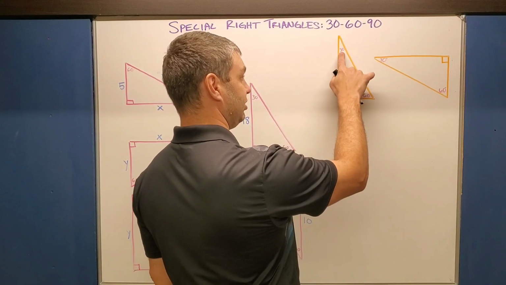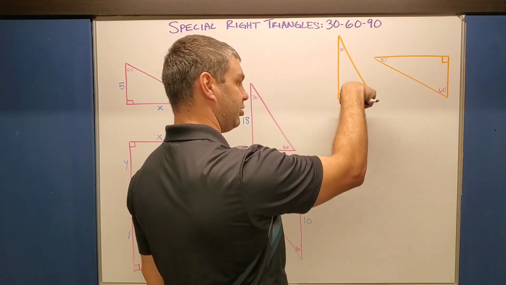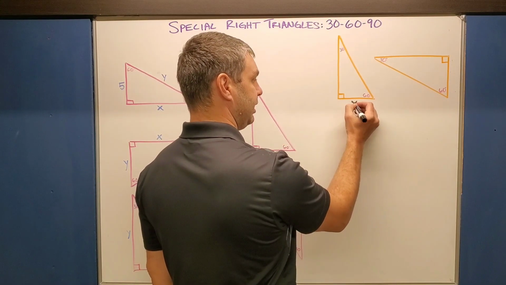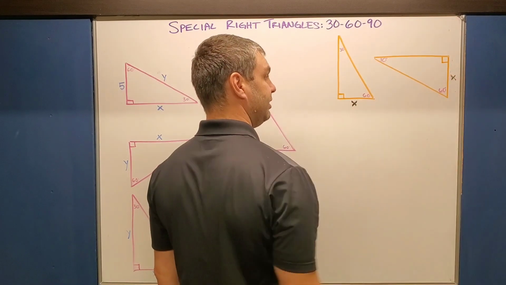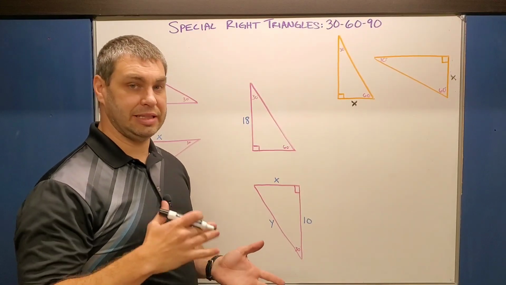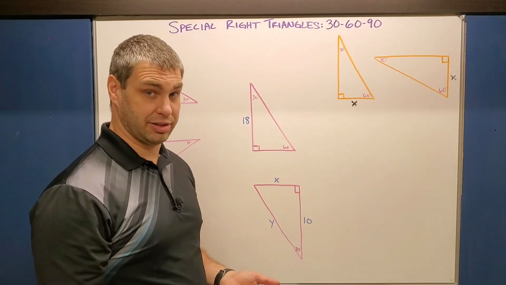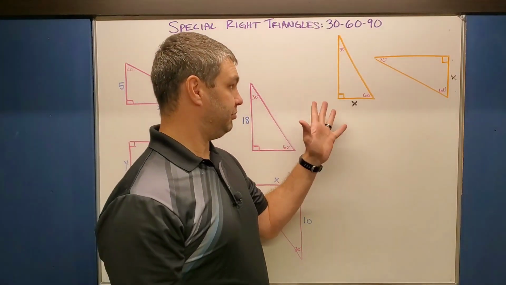Now, what we're going to do with these is, in both cases, find the short side. My 30 degrees is the smallest, right? 30, 60, and 90. The side across from that is the shortest side. I'm going to call both of those x. If you can find the short side, it's going to be a lot easier to find the other sides. Keep that in mind. You want to find the short side first, when possible.